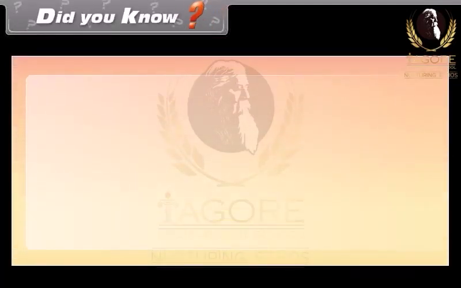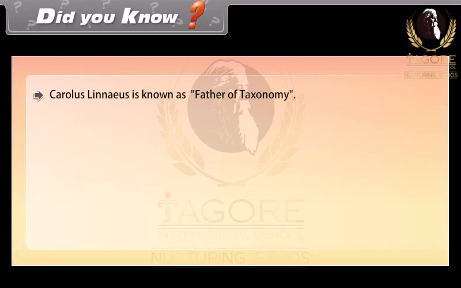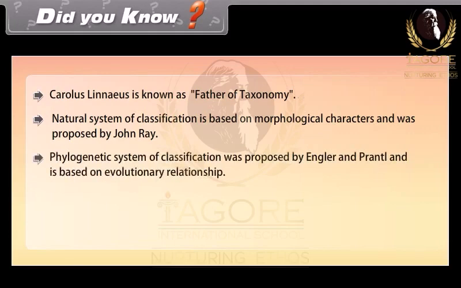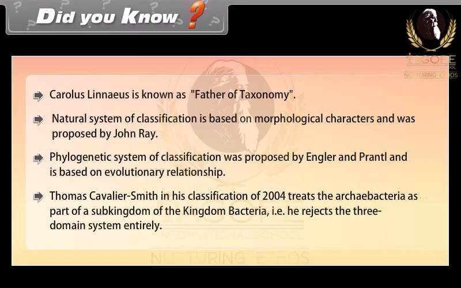Did you know? Carolus Linnaeus is known as the father of taxonomy. The natural system of classification is based on morphological characters and was proposed by John Ray. The phylogenetic system of classification was proposed by Engler and Prantl and is based on evolutionary relationships. Thomas Cavalier-Smith, in his classification of 2004, treats the Archaebacteria as part of a subkingdom of the kingdom Bacteria. That is, he rejects the three-domain system entirely.